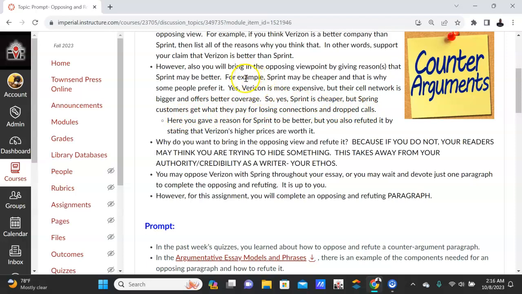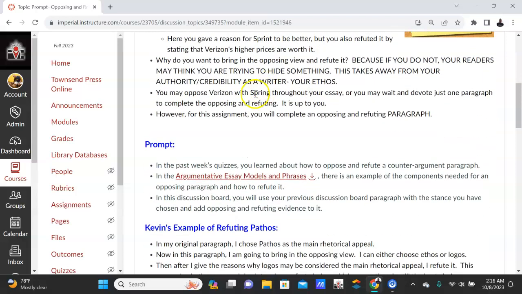So here, again, we are pro Verizon. Con, or the opposing, is Sprint. Yes, Sprint may be cheaper than Verizon, but it doesn't matter, because in the end, Verizon is still better. Even though Verizon is more expensive, we don't lose as many calls with Verizon. Verizon has more towers for us to use. So again, Verizon is the pro, Sprint is the opposing.